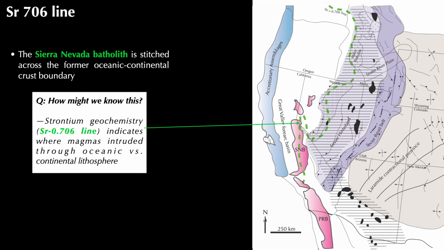In particular, strontium geochemistry measured in plutonic rocks that punch through this boundary is an indicator of the lithosphere that the plutons actually intruded through. And so workers have mapped what's called a strontium 706 line that separates the paleocontinental boundary with continental material to the east and oceanic material to the west. And this line crosses straight through the center of the Sierra Nevada batholith and continues up through the Roberts Mountain Allochthon and up into some of the exotic terranes in Canada.